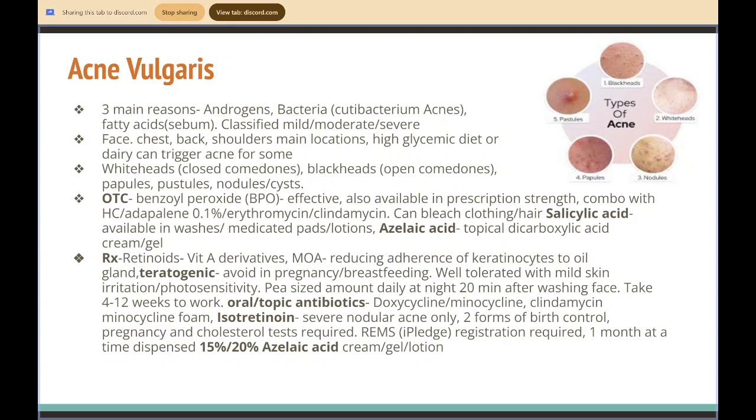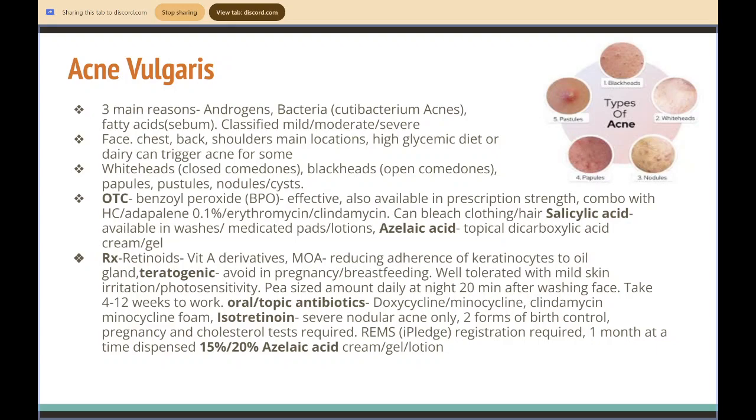Now we have oral and topical antibiotics. Please excuse the typo, I will fix it. You have doxycycline and minocycline, which are oral. And then you have clindamycin or minocycline, which is available topically. Clindamycin is a cream and minocycline is a foam.